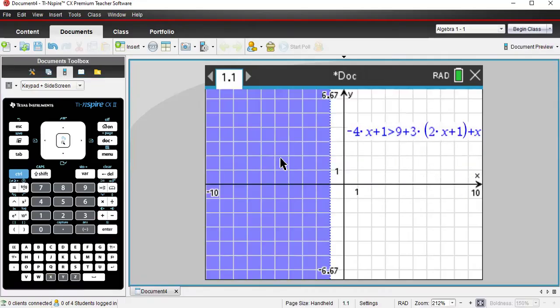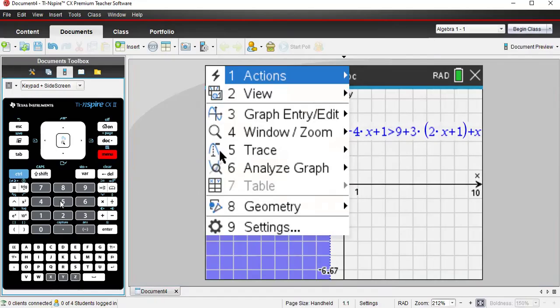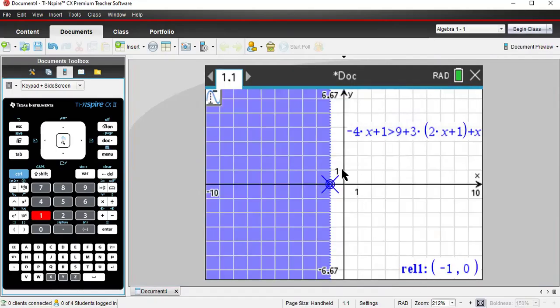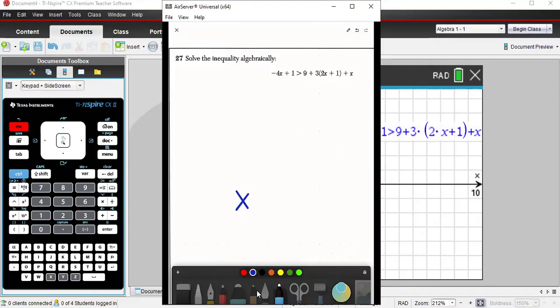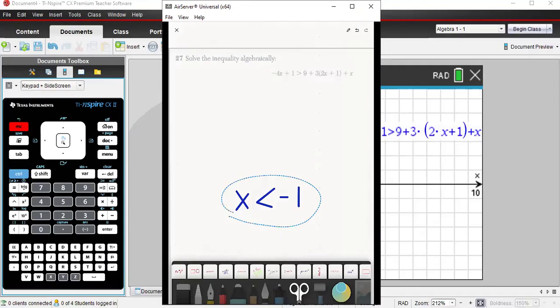So that tells us the boundary. So if we go menu 51, it tells us that this is a -1, and then all of our solutions are to the left of that. Also, if we notice the line is dashed, which means it doesn't have an equal sign. So I'm going to go to my iPad, write that answer down here. It's going to be x is less than -1.